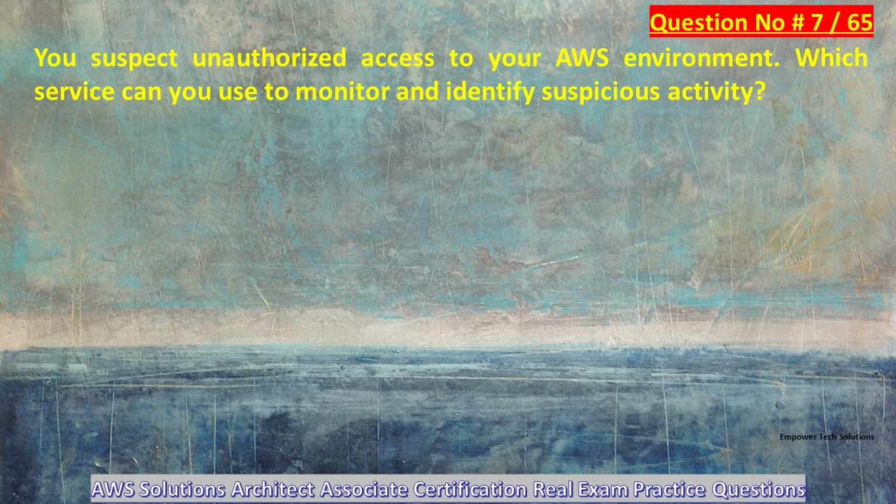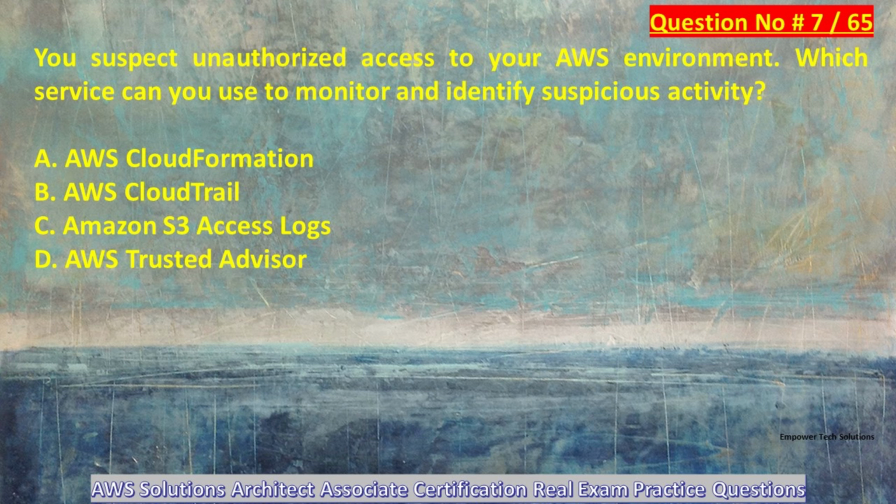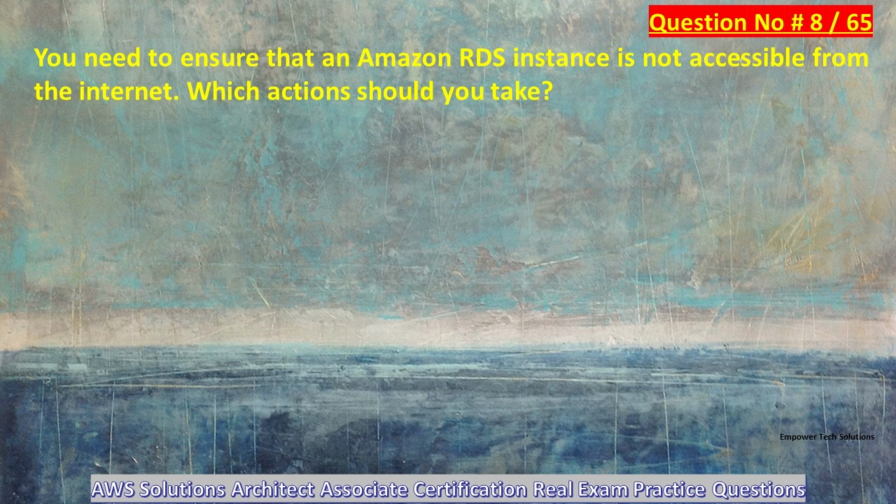You suspect unauthorized access to your AWS environment. Which service can you use to monitor and identify suspicious activity? A. AWS CloudFormation. B. AWS CloudTrail. C. Amazon S3 Access Logs. D. AWS Trusted Advisor.